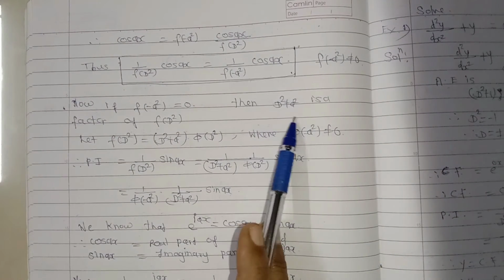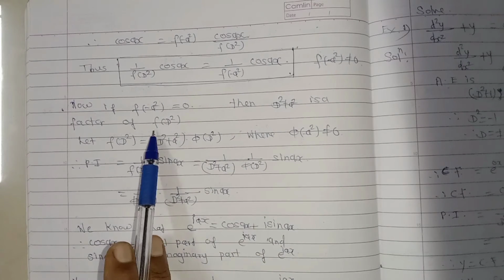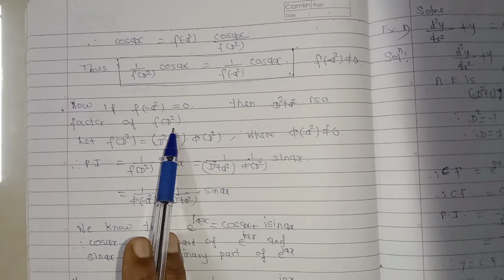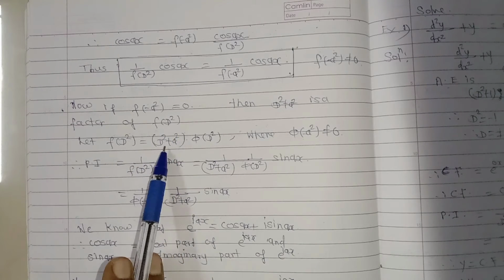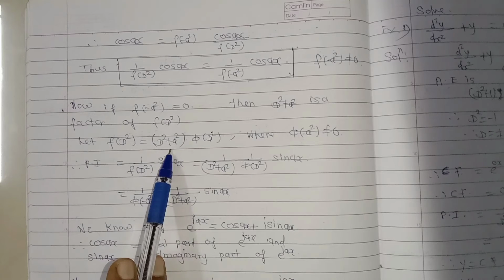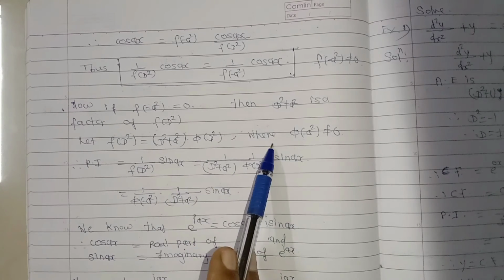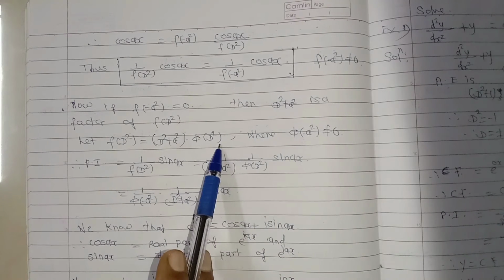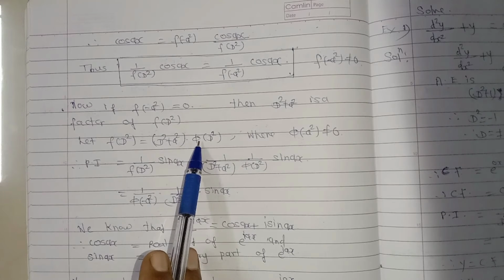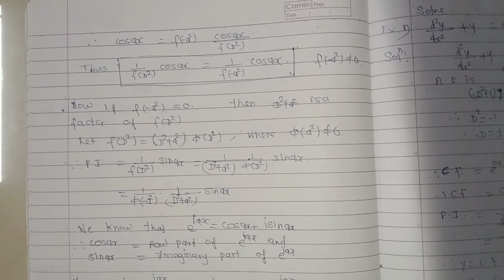then D square plus a square is a factor of f of D square. Let f of D square equal D square plus a square in bracket into phi of D square, where phi of minus a square is not equal to 0. Phi of D square is the function phi. Instead of f, we take here function phi, since the f function is already there.